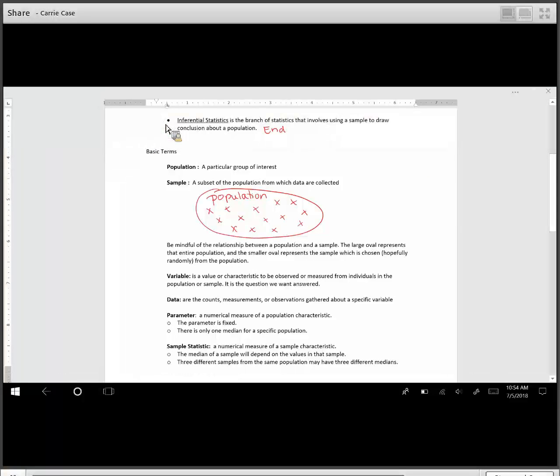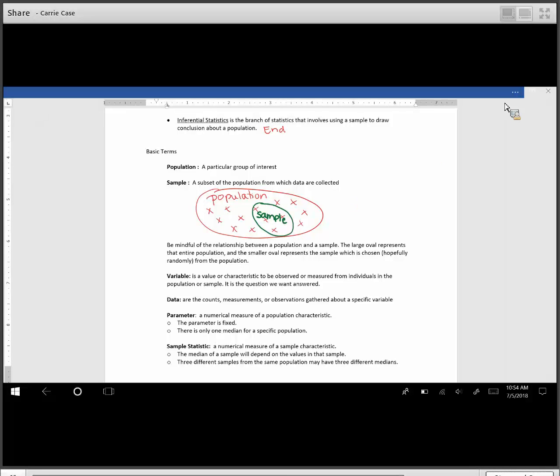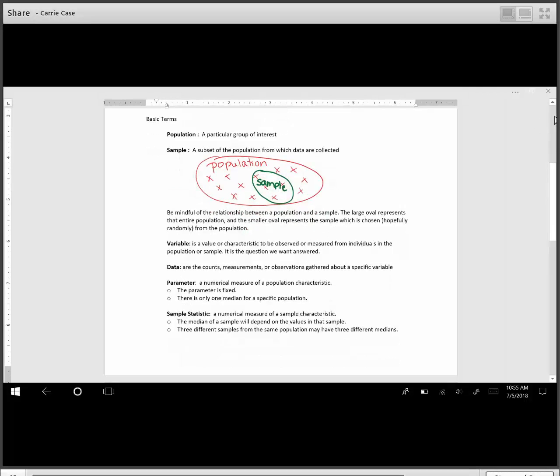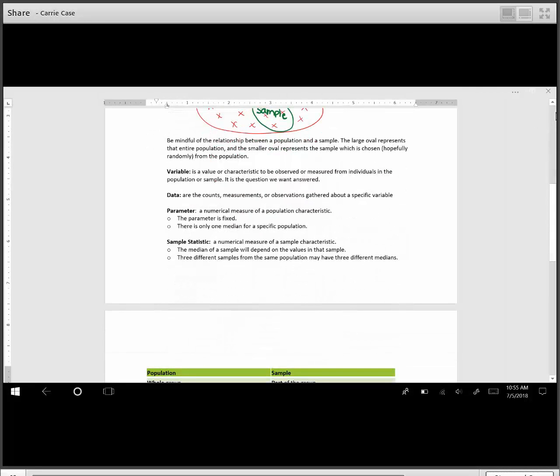And when we take a sample from this population, it's just some subset of that population. So be mindful of the relationship between a population and a sample. The large oval represents that entire population, and the smaller oval represents the sample, which is chosen hopefully randomly from the population.